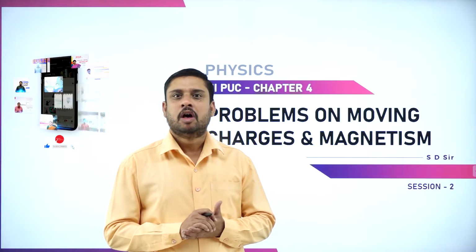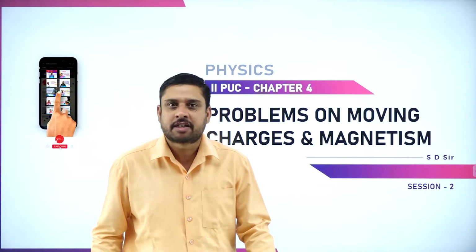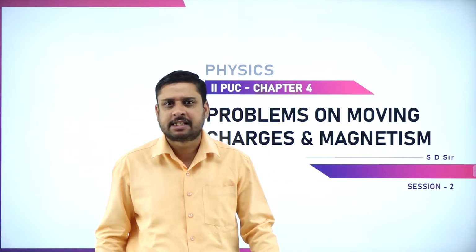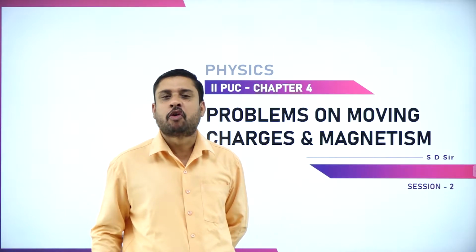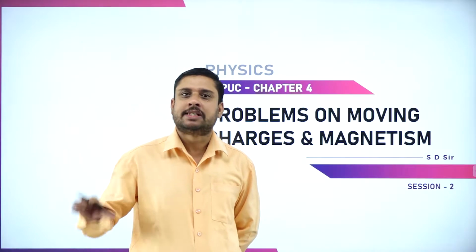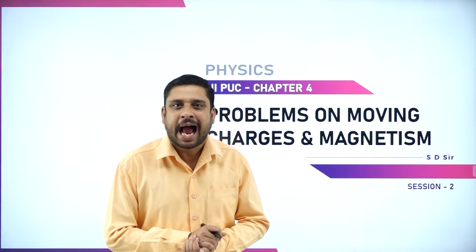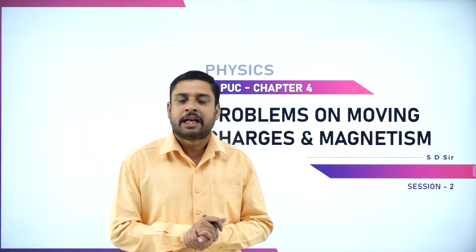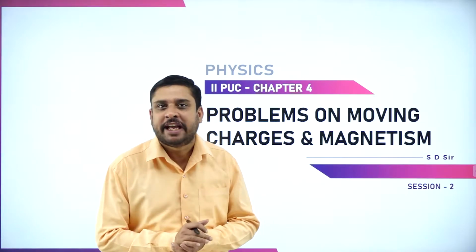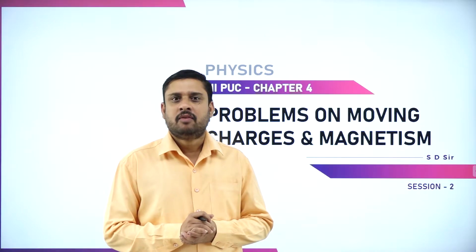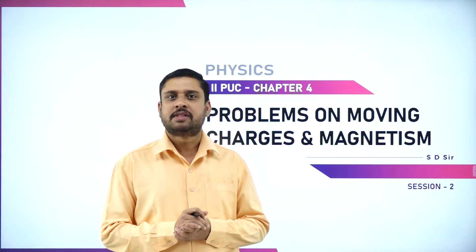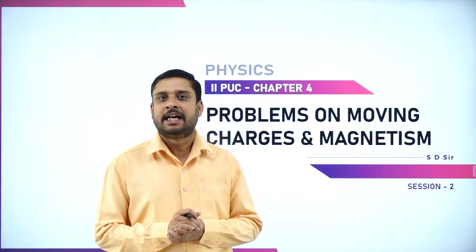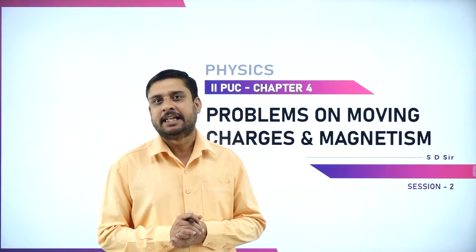I have started discussing the problems on the chapter Moving Charges and Magnetism, where my primary focus was the concepts from magnetic field due to a circular coil, force acting on a charged particle in the magnetic field, force acting on a charged conductor in the magnetic field. Today, we will concentrate on concepts like solenoid, toroid, and conversion of galvanometer into an ammeter, voltmeter, etc.